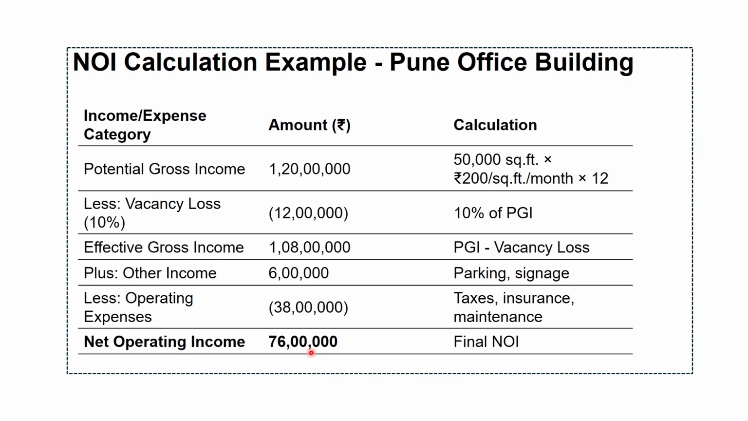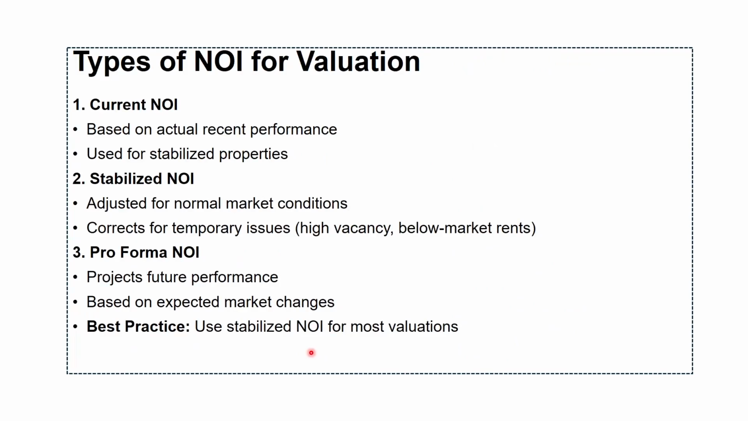Now, here you can notice we started with 1.2 crores in potential rent, but ended with 76 lakhs in NOI. This illustrates why you can't just multiply rent by cap rate. You need to account for all these adjustments, right? Then we move to types of NOI for valuation, right? So, in professional practice, you will encounter 3 different types of NOI. Knowing which to use is critical for accurate valuation.